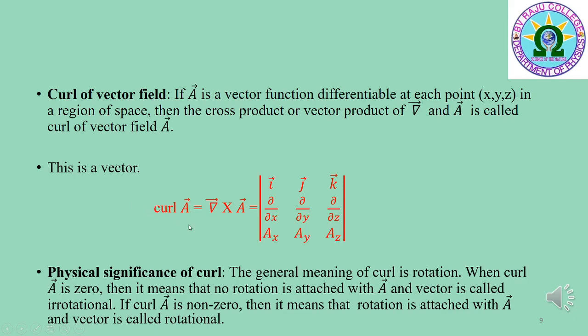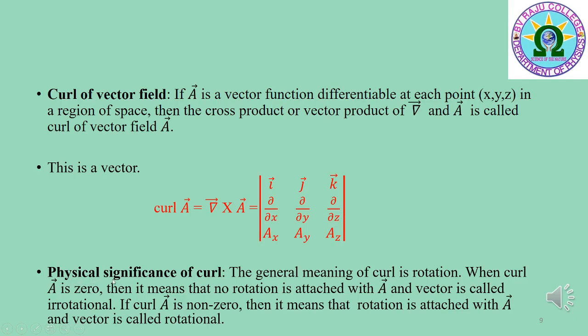Curl of vector field can be expressed as curl A bar, that is equal to del bar cross A bar, that can be determined by using a determinant: i bar, j bar, k bar, dou by dou x, dou by dou y, dou by dou z, ax, ay, az. Curl of vector field can be defined by using line integral. I will explain the definition in the next coming slides.